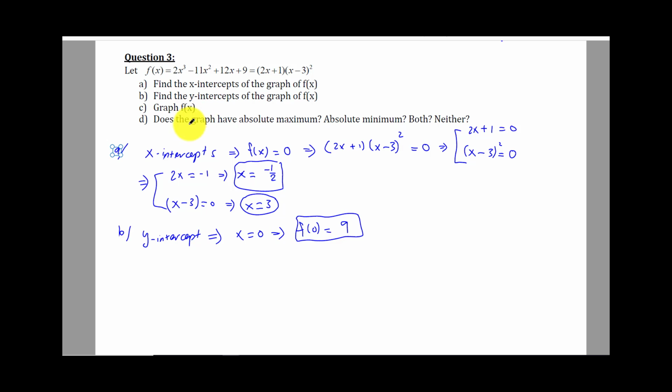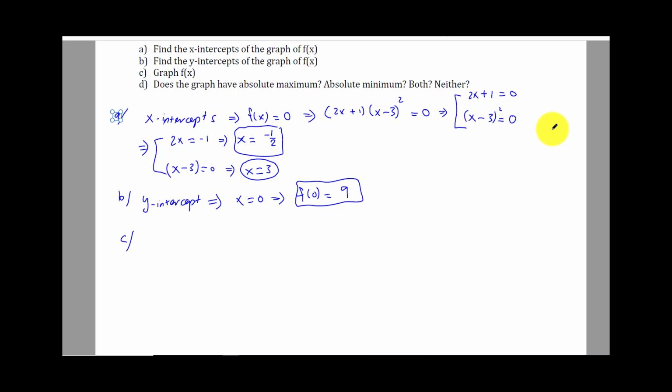Now the last step, the last question here, is to graph the function. In order to graph the function, we can apply some of the methods that we learned in class before. So let's graph this function. The first thing is you can graph the x-intercepts and y-intercept first, so that you can get a good idea of how the graph should look. So I go ahead and graph the function.